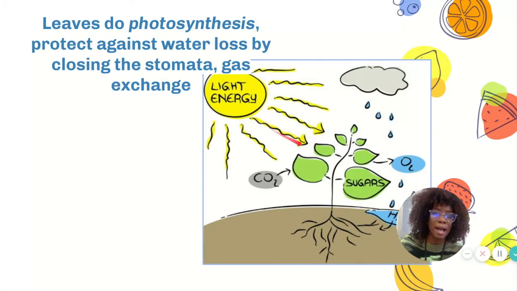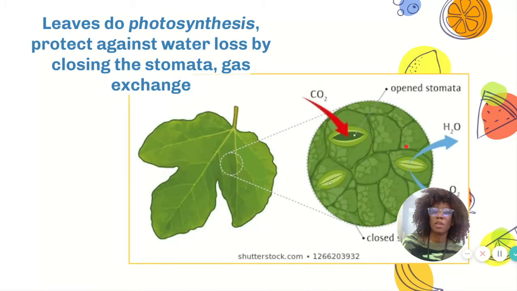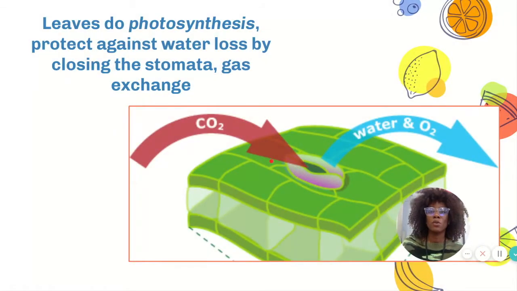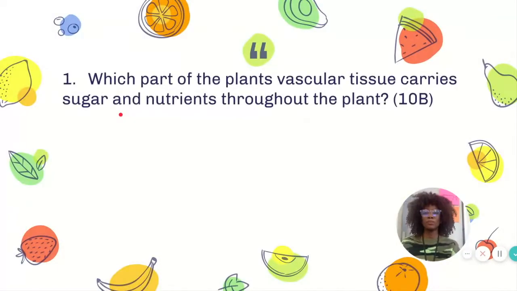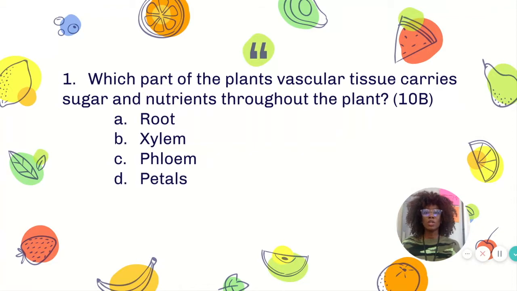So as light energy is captured by them, they are creating carbohydrates, they're creating sugars, they're creating glucose. Those are all the same exact thing. Okay? They also give off oxygen through the process of photosynthesis. Leaves also protect against water loss by closing their stomata, right? They're going to close their stomata. And of course, leaves exchange gases. So leaves take in carbon dioxide and give off oxygen, as we know. Review question. Which part of the plant's vascular tissue carries sugar and nutrients throughout the plant?